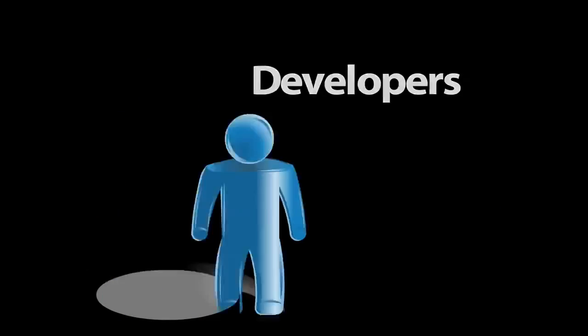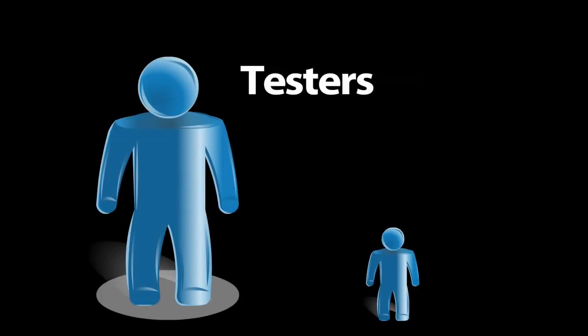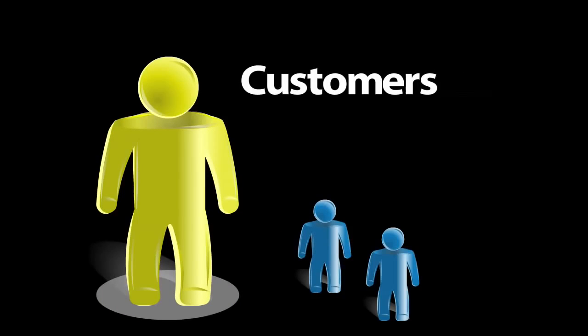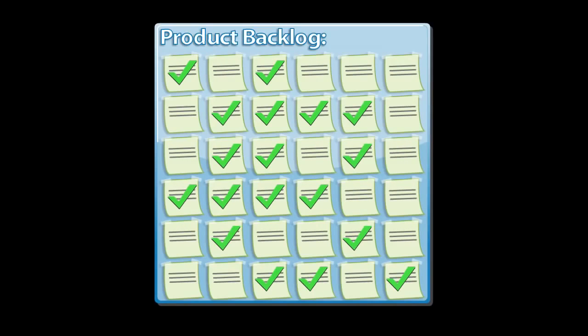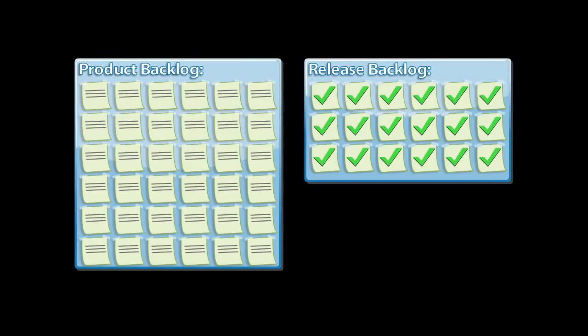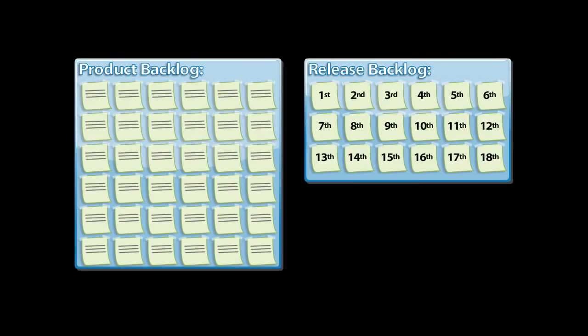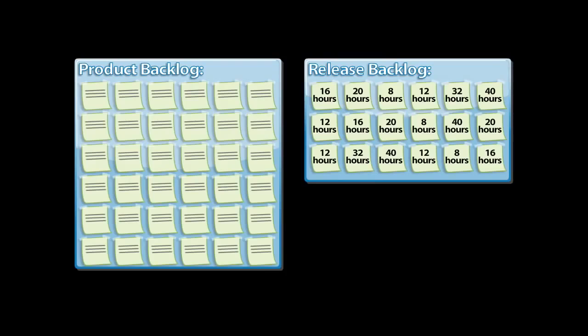These guys build the product, while these guys test it to make sure it works right. These guys use it and hopefully pay for it, and these guys generally get in the way, but it turns out you can't build many products without them. But let's get back to release planning. To plan a release, the team starts with the product backlog, and they identify the features they want to put into this release. These features then become part of the release backlog. The team then prioritizes the features and estimates the amount of work involved for each feature, providing a rough idea of the total amount of work involved to complete the entire release.